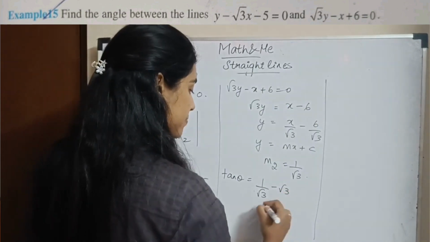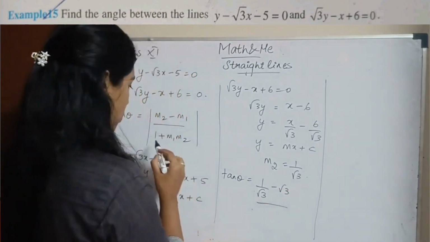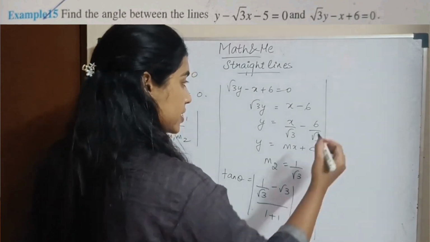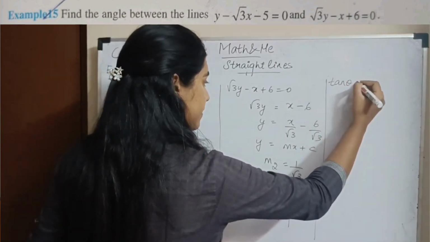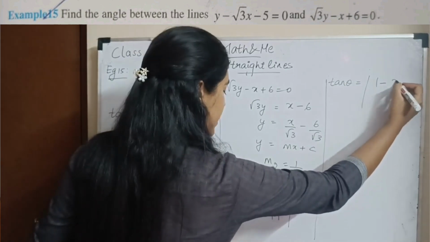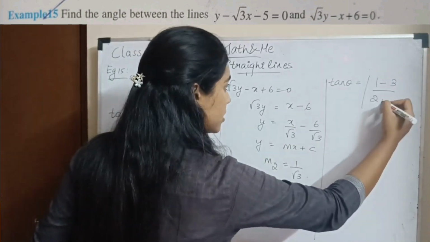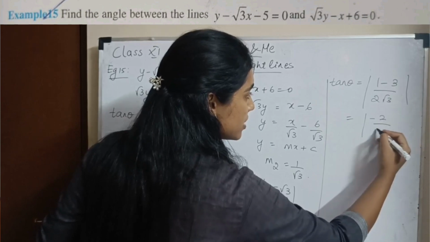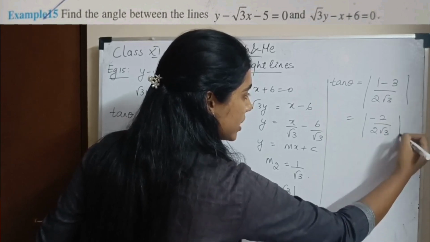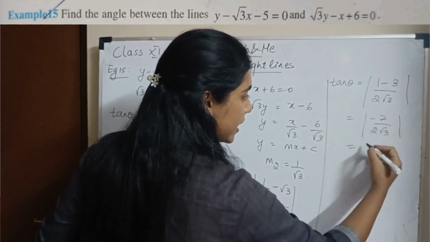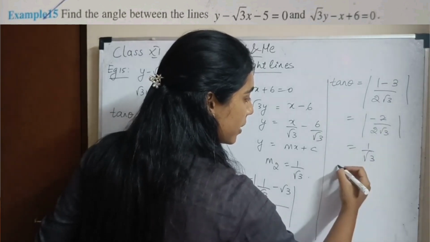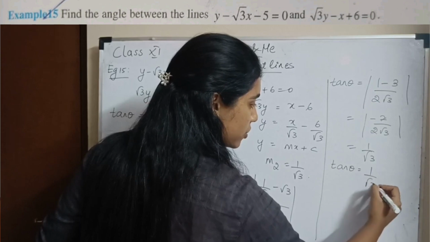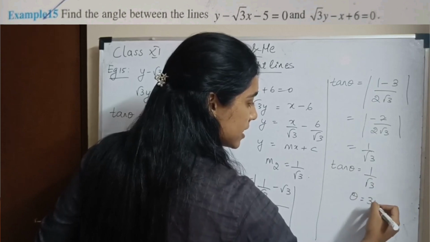m1 is root 3 divided by 1 plus m1 m2, which is nothing but 1 plus 1. So what do I have? Tan theta equals 1 minus 3 divided by 2 root 3. So what is it? Minus 2 divided by 2 root 3. I cancel this. When I take off the modulus, I have 1 by root 3. So if tan theta equals 1 by root 3, theta equals 30 degree.